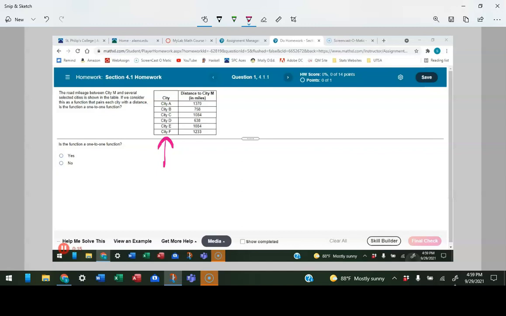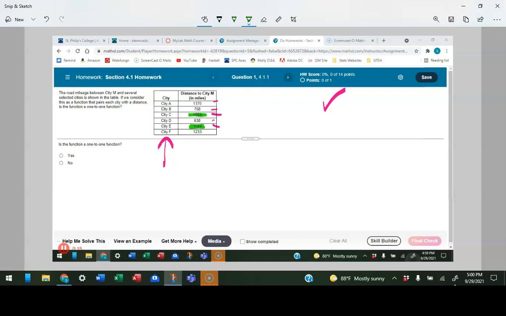So I've got A, B, C, D, E, F. So this thing is a function. No x's repeat. What about y's? Do any of your y's repeat? So I don't see any other 1370s. I don't see any other 758s. No more 1084s. No 638s. There is a 1084. Okay, so since that repeats, this thing is not one-to-one.